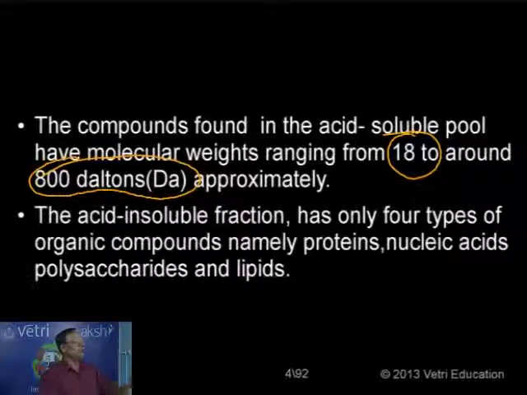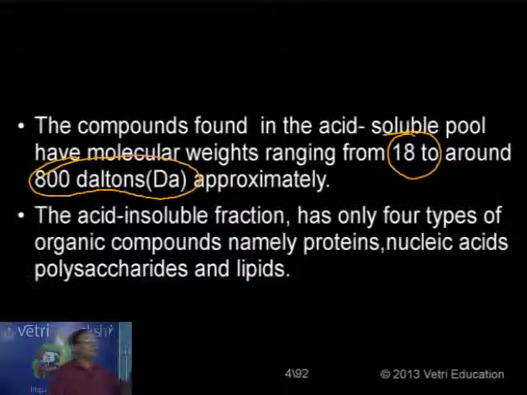Those compounds found in the acid soluble pool have a molecular weight ranging from 80 to 800 Daltons. Molecules below this range are considered micromolecules, and those above this range we can call macromolecules. This is a general statement, but we have a different statement later. So the molecules found in the filtrate have a molecular weight ranging from 80 to 800 Daltons. Now, what are the components?